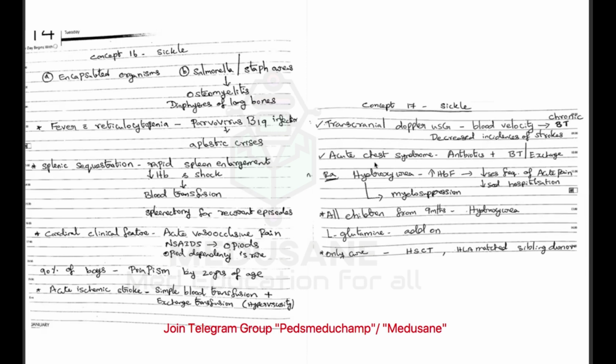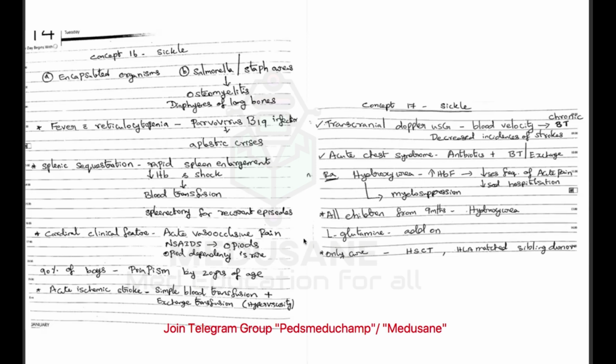Okay, and acute chest syndrome is a complication. Regarding the treatment, one important drug which has helped in sickle cell anemia is hydroxyurea. So remember, hydroxyurea is one drug which has helped very much in sickle cell. It has increased hemoglobin F, decreased the frequency of acute pain, decreased hospitalization, but the problem is hydroxyurea is an immunosuppressant, so myelosuppression is a problem. So you have to monitor, but hydroxyurea is a wonder drug in sickle cell anemia. All children from 9 months of age, hydroxyurea has to be given.